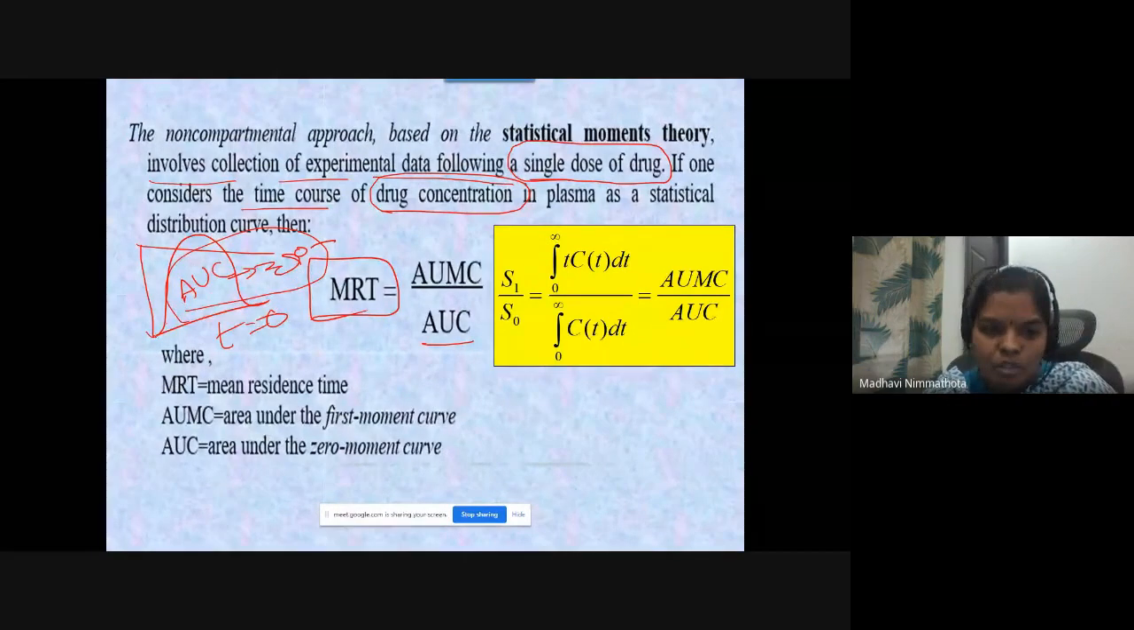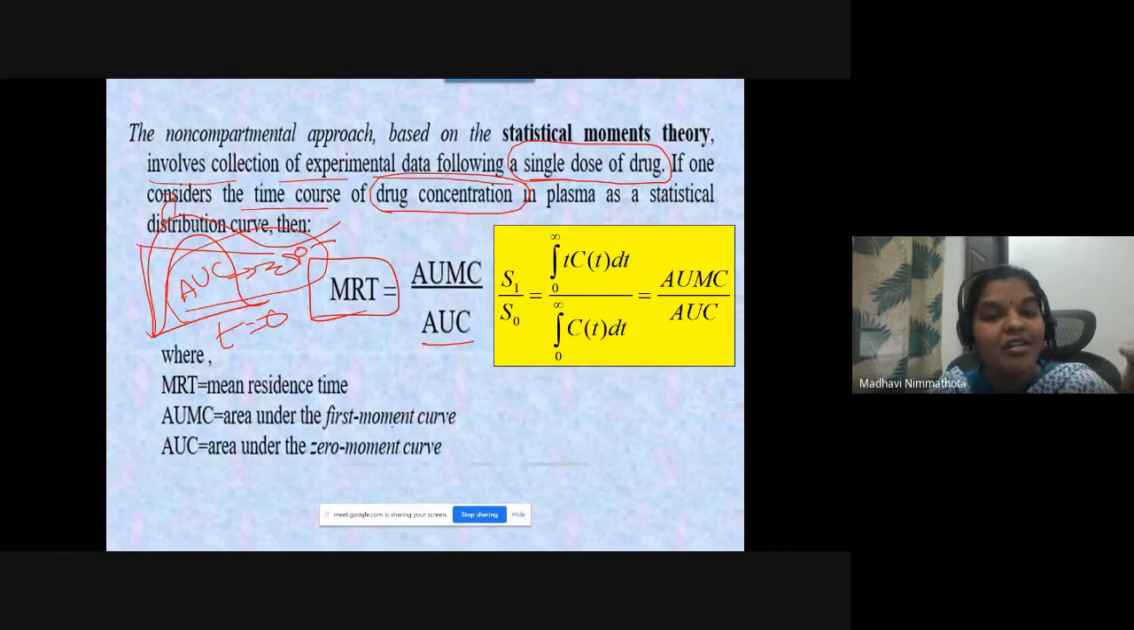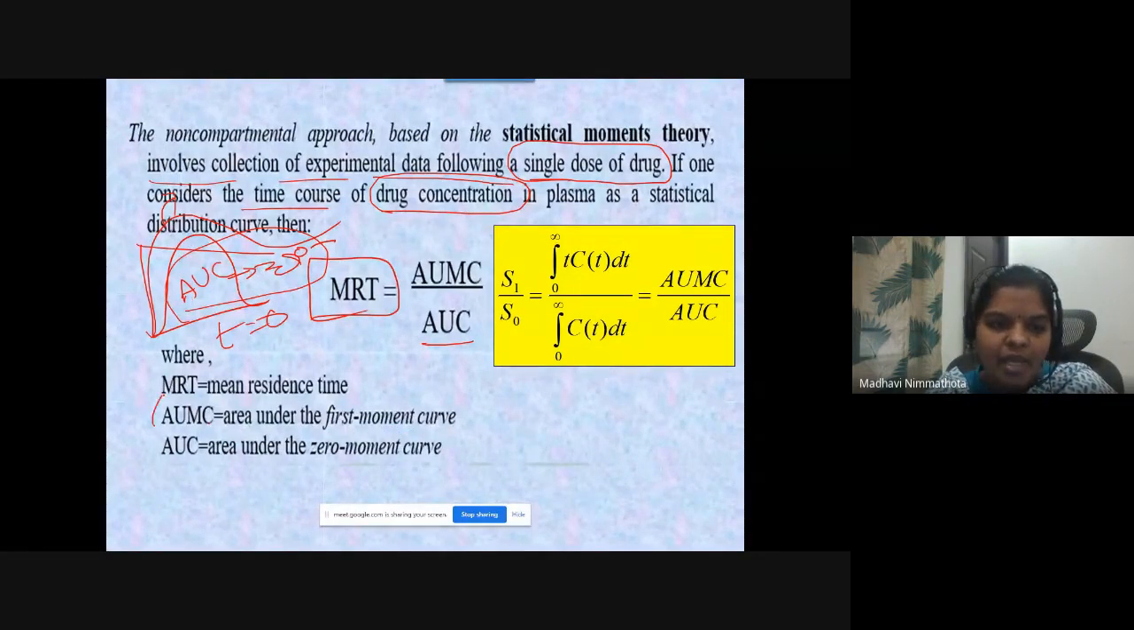After time zero, when you increase the concentration, you are able to get one more curve. This curve is called the area under the first moment curve. That's why this is called the area under the first moment curve, AUMC. Everyone has to remember this equation: MRT is equal to AUMC by AUC.